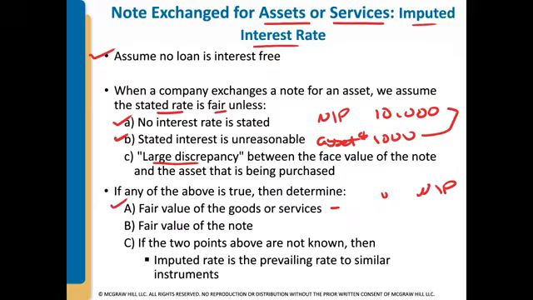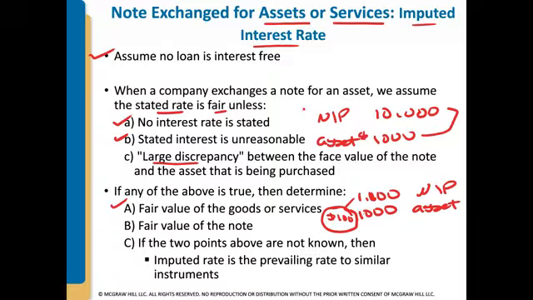So if my notes payable is $1,100 and the asset I get is $1,000, well, then you can imply that there's $100 of interest embedded in the note, and that's okay. And you can back into the interest rate for that $100, which is 10%.